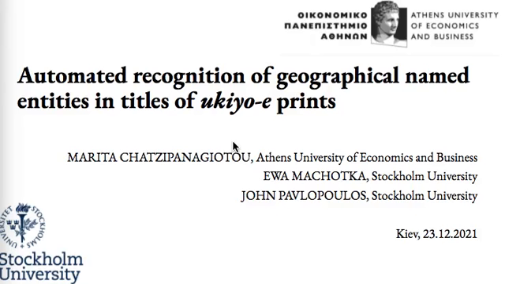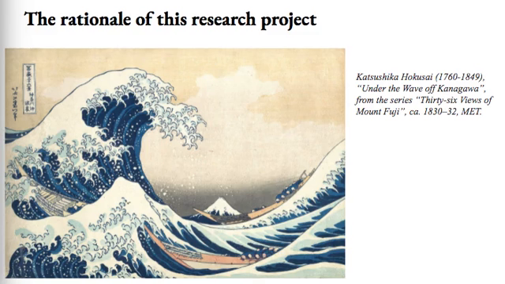I am John, and I would like to present the work titled Automated Recognition of Geographical Named Entities in Titles of Ukiyo-e prints, which is collaborative work with Iva and Marita. First, let me explain the rationale for our research project.